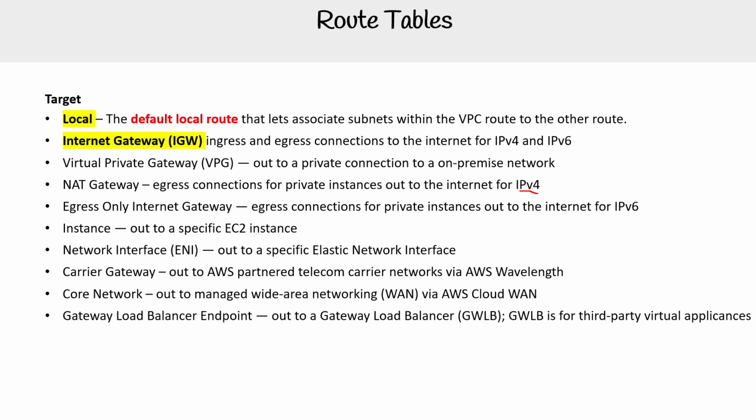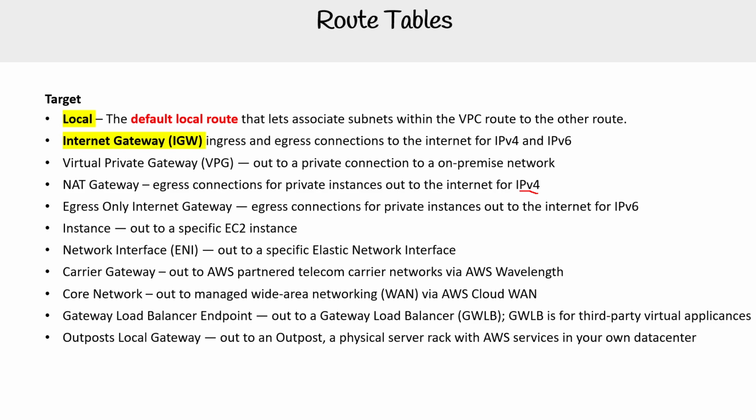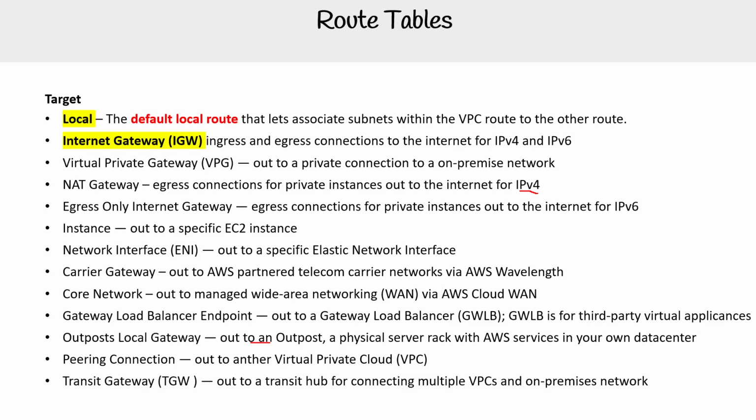This is when you want to bring your own virtual appliance, but the idea is for additional security stuff in your network. We have Outpost local gateway, so this is out from a Outpost, a physical server rack with an AWS service in your own data center, a peering connection, so out to another VPC. And then we have transit gateway, so TGW, out to a transit hub for connecting multiple VPCs and on-premise network.